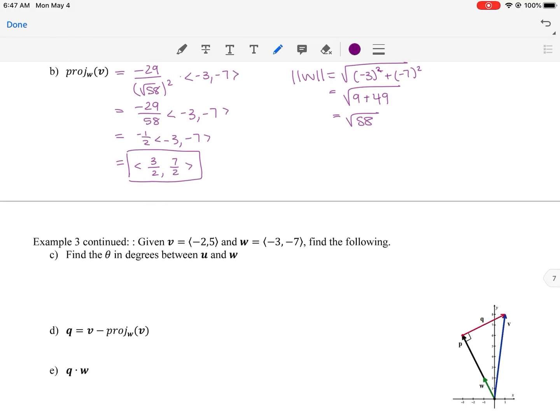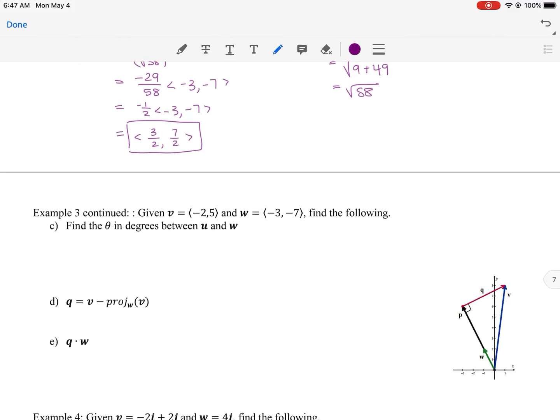Okay, looking at this next part, we now want the angle. So remember that cosine of theta equals the dot product, which in this case is -29, all over the magnitude of v, and we don't know the magnitude of v yet, so let's look at that. Magnitude of v is equal to the square root of -2 squared plus 5 squared, square root of 4 plus 25, square root of 29. So the square root of 29 times the magnitude of w we got up above, which is the square root of 58. So then we get -29 all over the square root of 29 times 58.